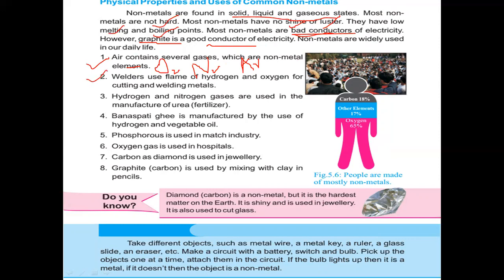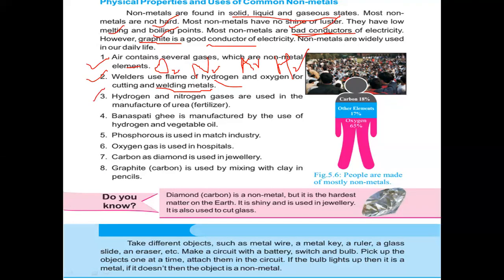Number two, welders use a flame of hydrogen and oxygen for cutting and welding of metals. In that process, we use hydrogen gas as well as oxygen gas, and the flame of that is used for cutting and welding metals. Metals are so hard that they cannot be cut easily, so we use a high temperature flame for cutting, and welding, meaning joining them.